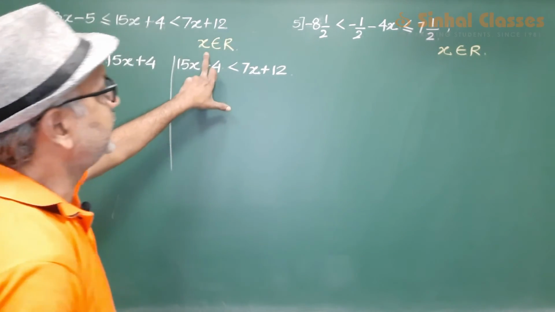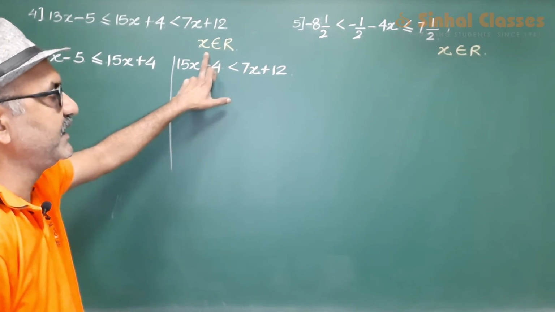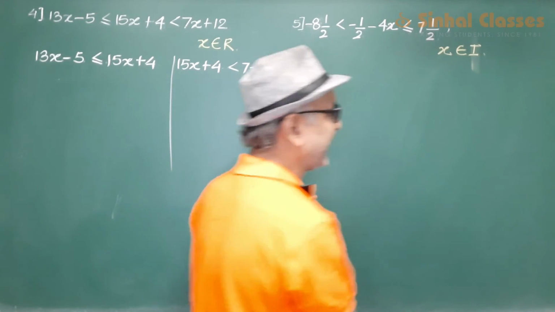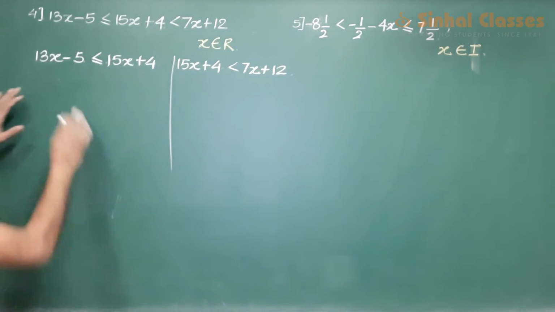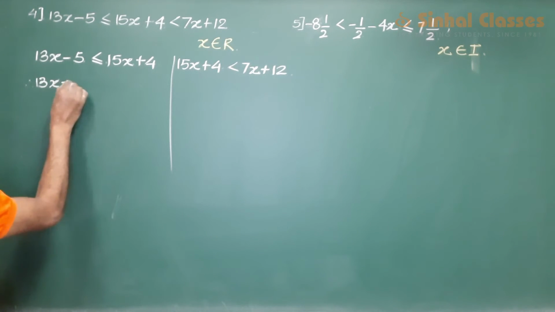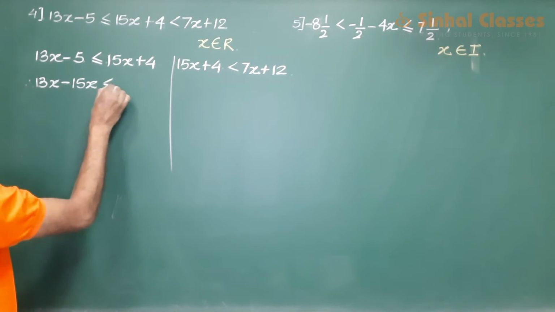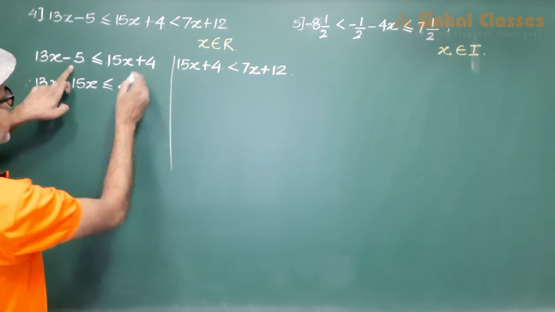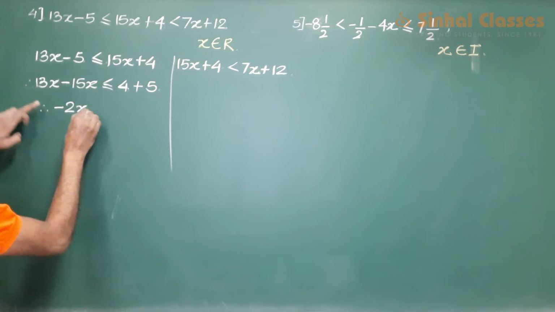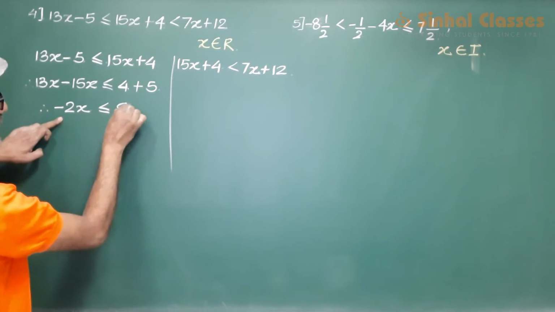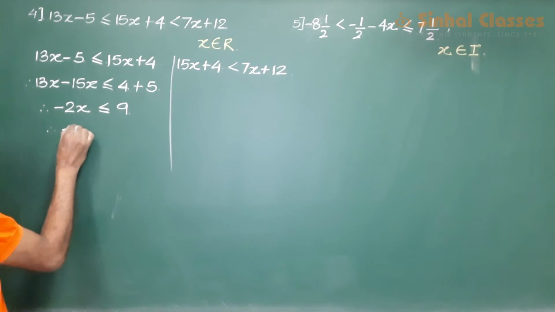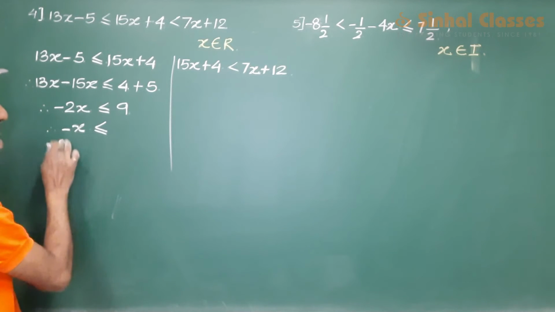Acha, I am solving this sum by taking the replacement set as a set of real numbers. Let us solve the next one. I'll better take it as integers. So you may get a variation. Now what we do is 13x minus 15x, bring 15x on this side, minus 15x lesser than or equals to 4, shift 5 on this side, plus 5. So this will become minus 2x, this will be 9. Then shift 2 on the other side. Bachcho, shift only 2 on the other side, don't shift this sign.